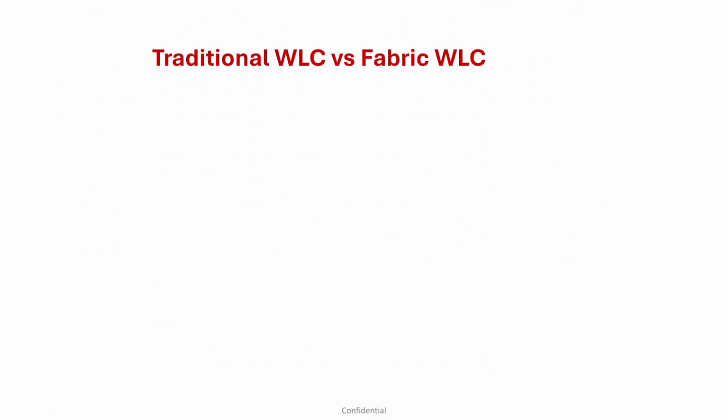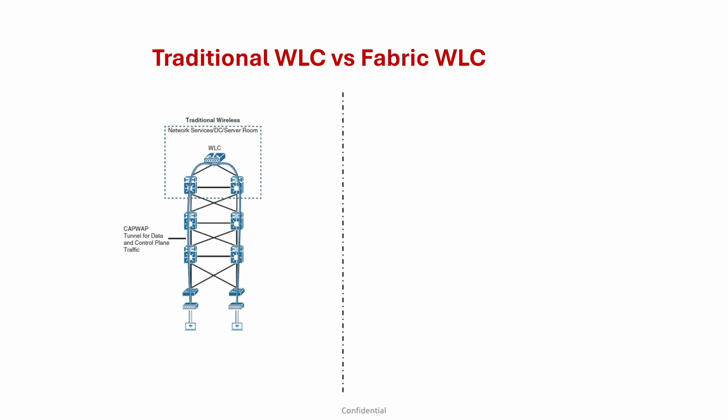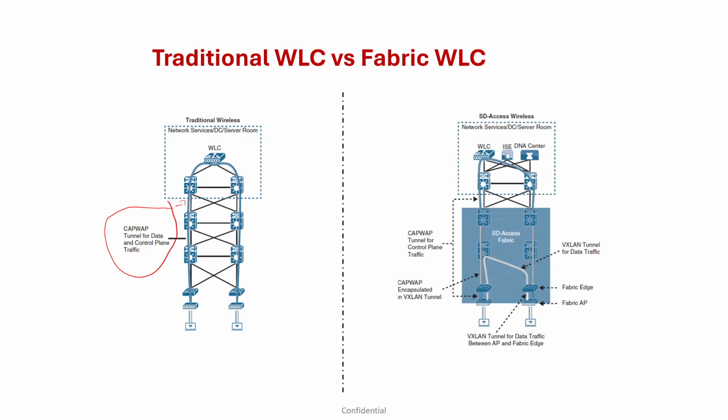If you compare the traditional WLC versus the fabric WLC, in traditional WLC, the WLC is centralized and all control and data plane traffic is tunneled to the WLC through CAPWAP tunnels. If you see here, that is the CAPWAP tunnel. Whereas in fabric WLC in SD access, the wireless control plane remains centralized, but the data plane is distributed using VXLAN. If you see here, that is the VXLAN.